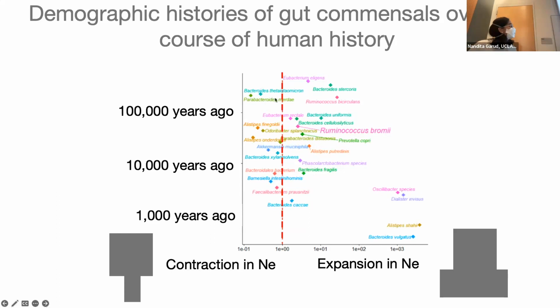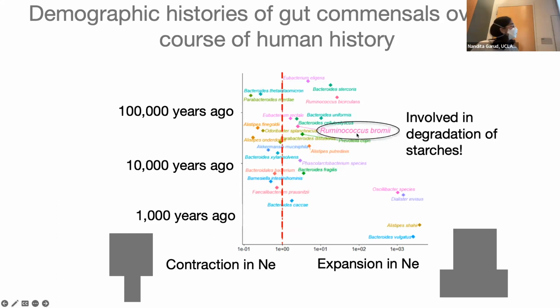And hey, guess what? Look at that species, Ruminococcus bromii, which is involved in degradation of starches, shows an expansion a little bit roughly around the time of agriculture. So maybe our microbes experienced changes in their population sizes corresponding to diet. Well, this is a TBD and food for future work.